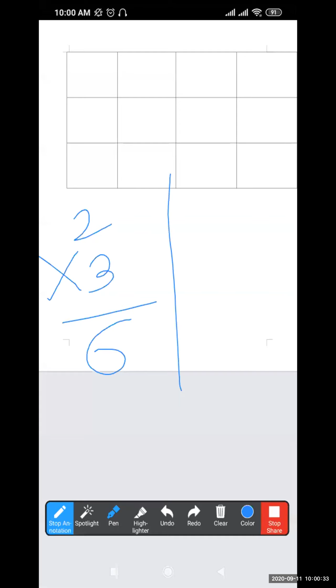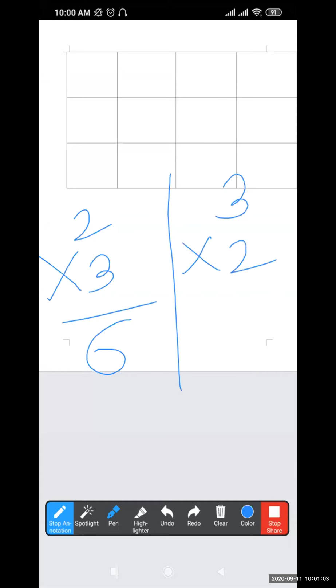Now what will I do? I will change the number. I will change the places of the multiplicand and multiplier. That means I will take the multiplicand down and the multiplier up. Let's see now. Here 2 is the multiplicand. 3 into 2.